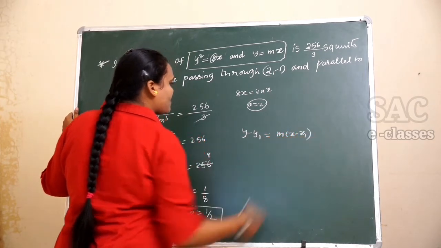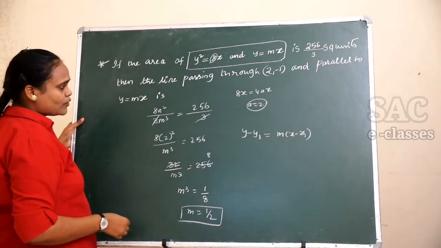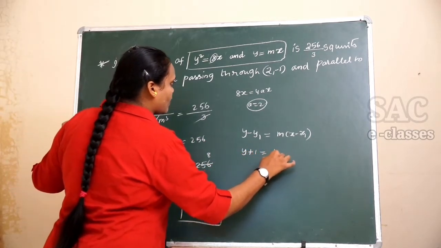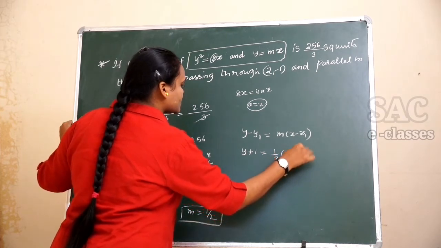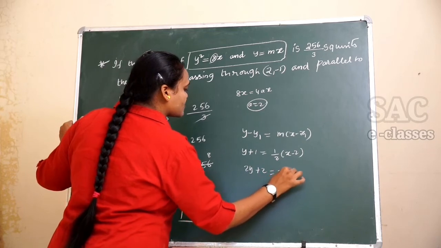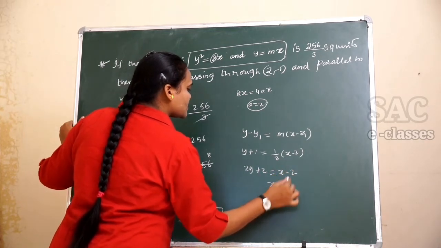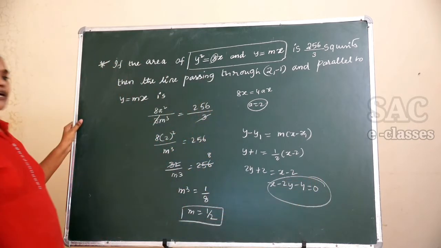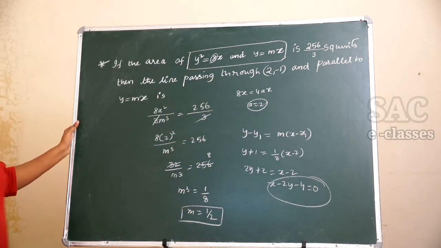If the lines are parallel, obviously the slopes will be equal. So y plus 1 is equal to 1 by 2 into (x minus 2). Use this one: 2y plus 2 is equal to x minus 2. So x minus 2y minus 4 equal to 0 is the required line. Let's move to the next problem.